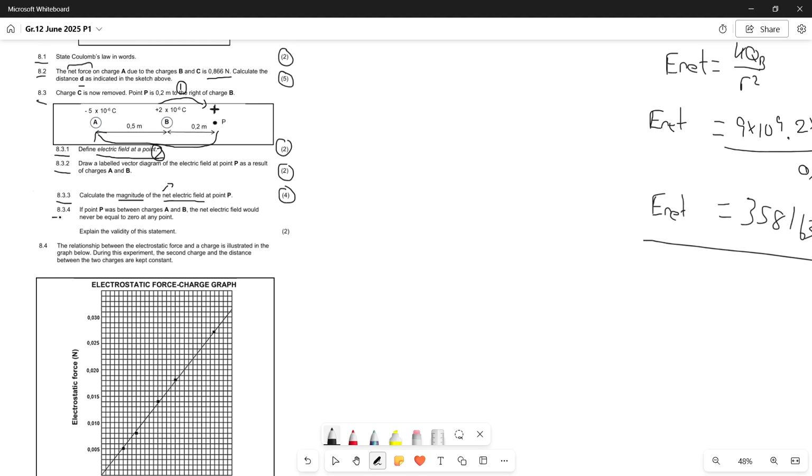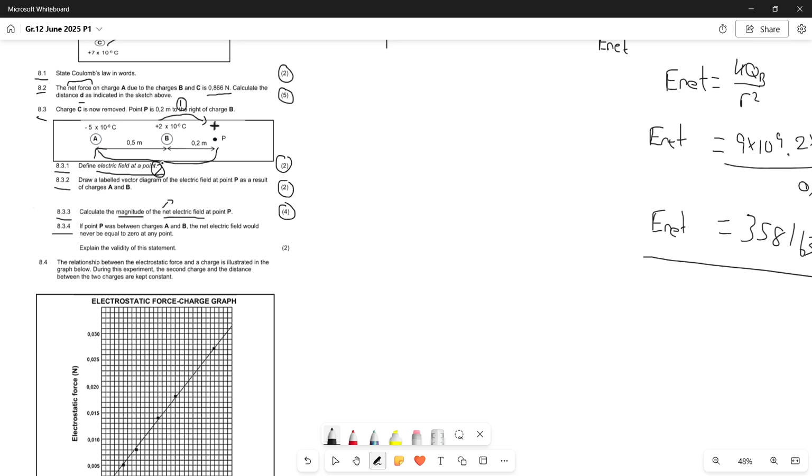And then 8.3.4 over here is a theory question. It says if point P, this point over here, was between charges A and B, so if point P was between charges A and B, the net electric field would never be equal to 0 at any point.